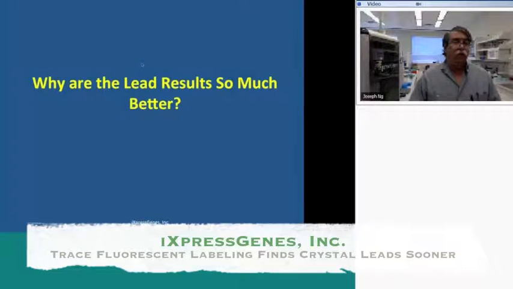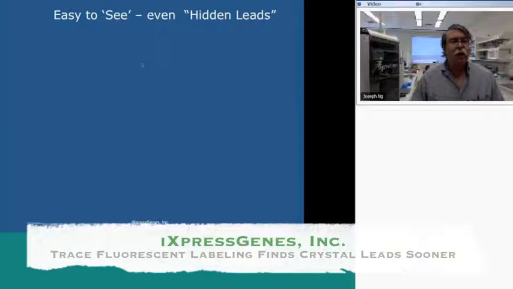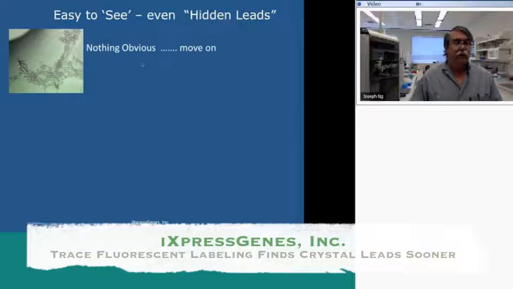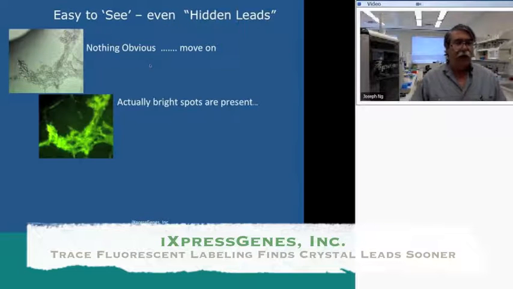So why are the lead results so much better, and why do we do this? Well, it's very easy to see when we've fluorescently labeled our results. And this extends not only to the crystalline results, which you'll see later, but even to hidden leads, which you didn't know that you have. And here's a case where we have a precipitate under white light. There's nothing there. Most of us, if we just saw this in our well, would dismiss it as a crystallization condition. However, when we look at this under fluorescent conditions, we see that there are bright spots all through here, which do not correspond to any structures that we see in the white light or anything structural.